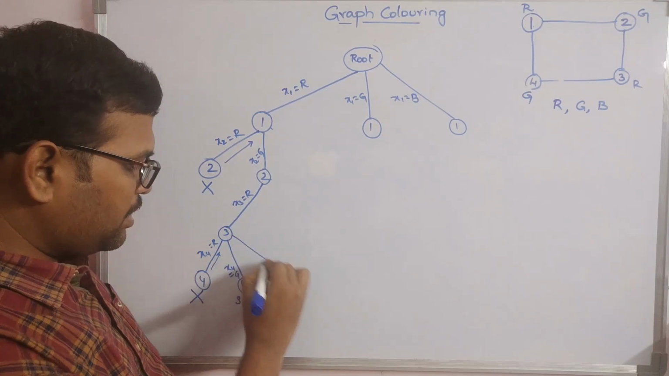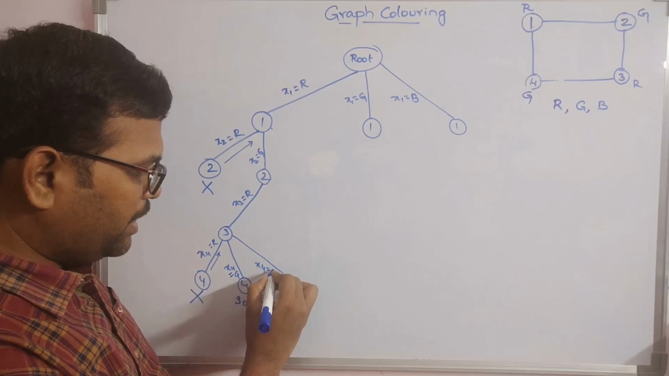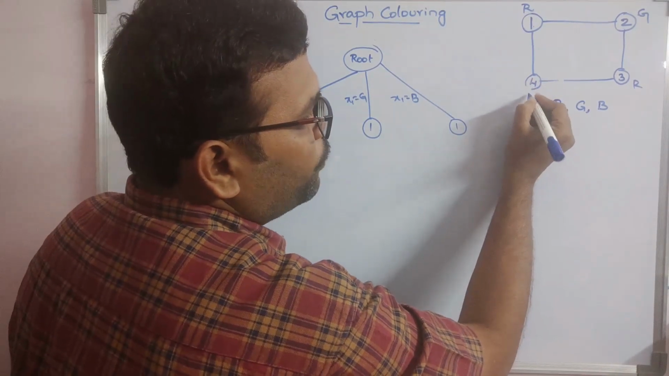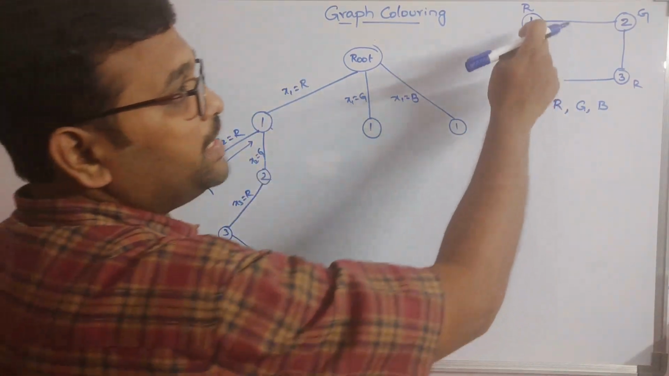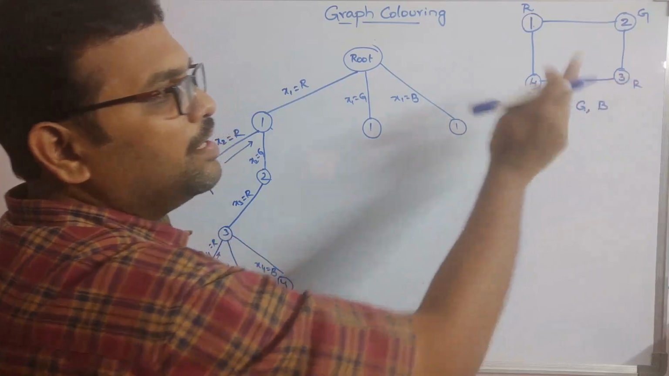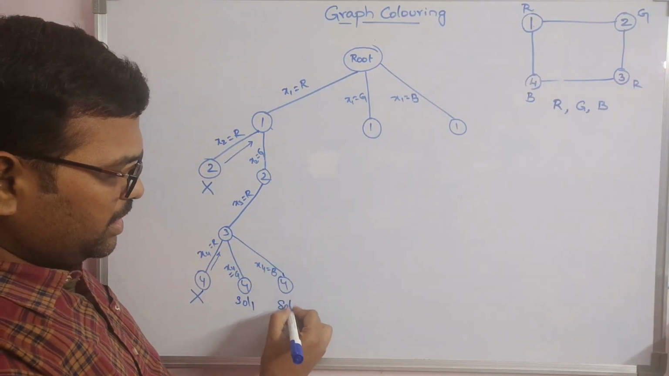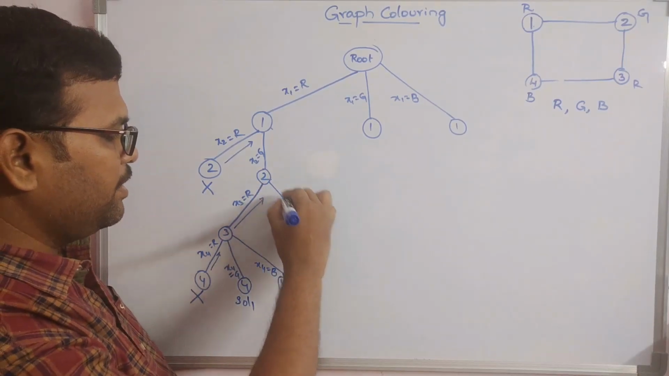So next possibility. If x4 is filled with blue, that means the fourth region is filled with blue. So this is also possible because adjacent nodes 1 and 3 are filled with R. So 4 can be filled with blue. Yes. So this is the second solution. Backtrack, move with the alternate.